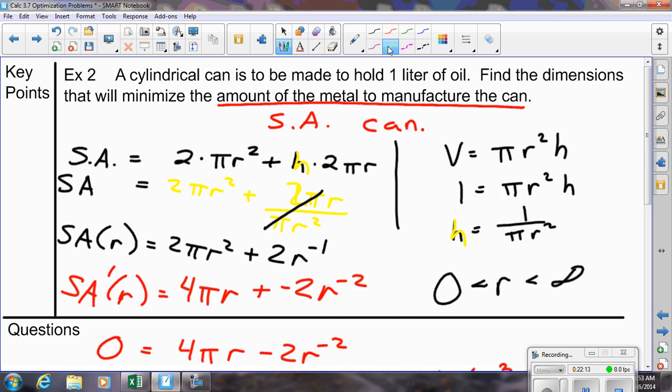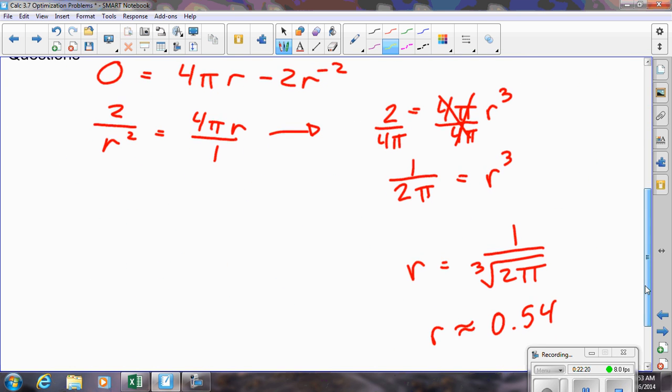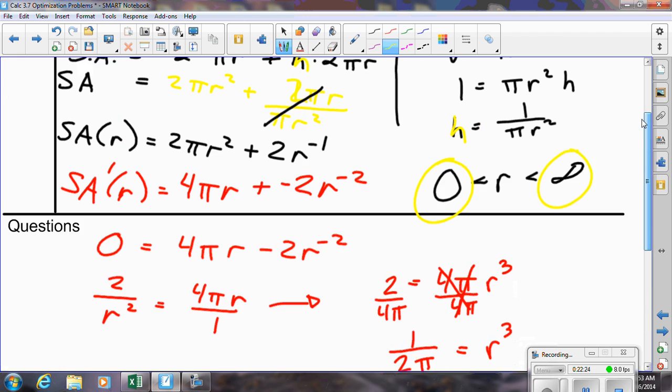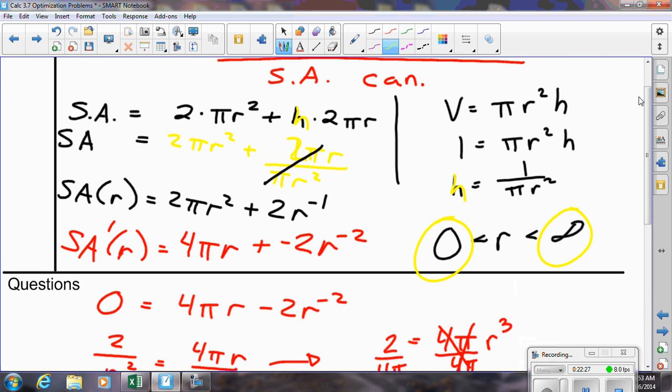Option number 1 is to take all our endpoints, the endpoints of our constraints and our critical value, and plug each one of them into the surface area formula. Whichever one gives you the smallest height, that's the answer. Or you could just graph this piece on the calculator and see which one gives us the lowest.